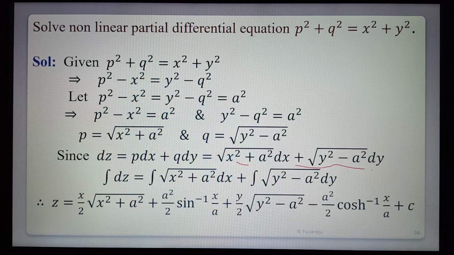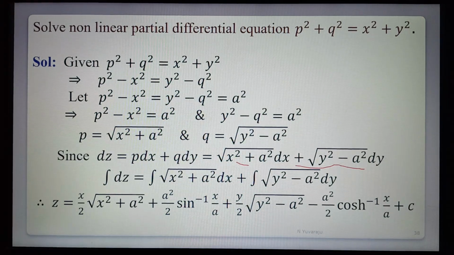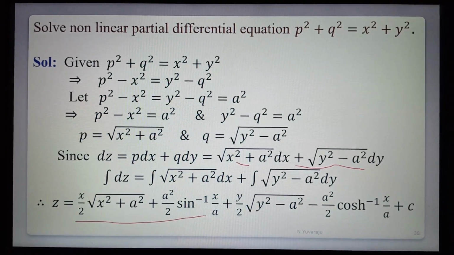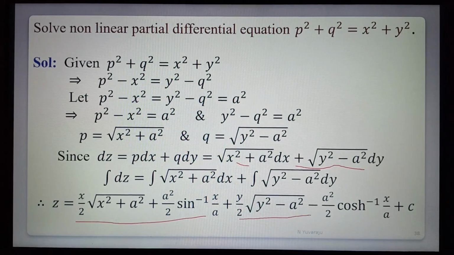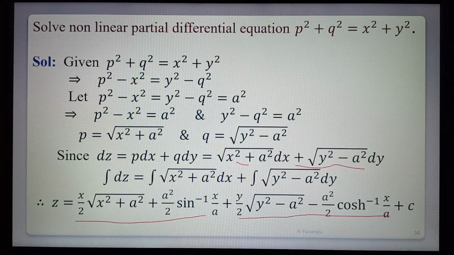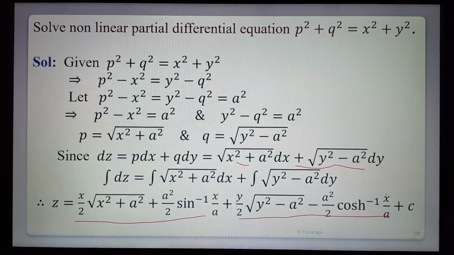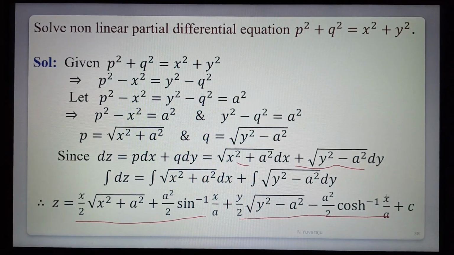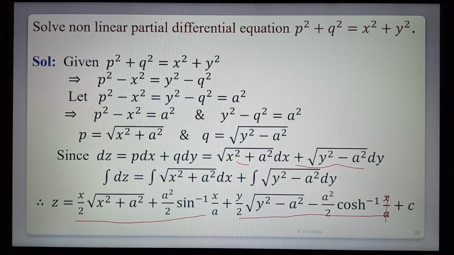So therefore z is equal to, using the formula for square root of x square plus a square, x by 2 into square root of x square plus a square plus a square by 2 into sinh inverse of x by a, plus the second formula, y by 2 into square root of y square minus a square minus a square by 2 into cosh inverse of y by a, sorry, it is y and not x, so y by a, plus c. This is the required solution of the given equation.